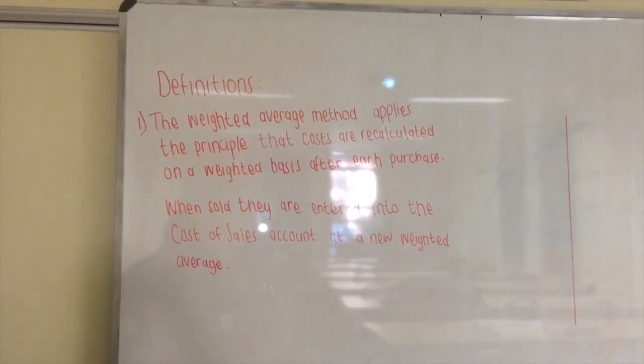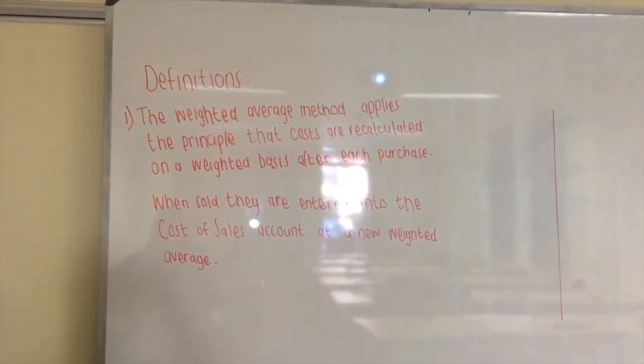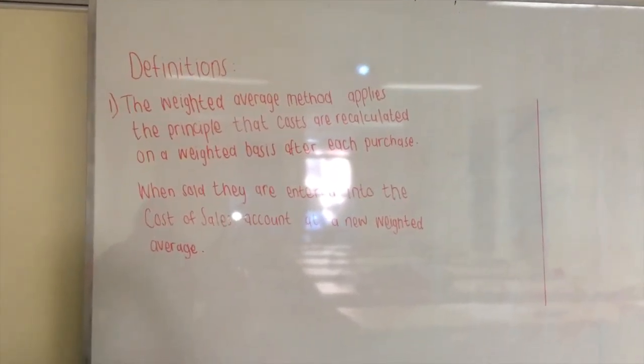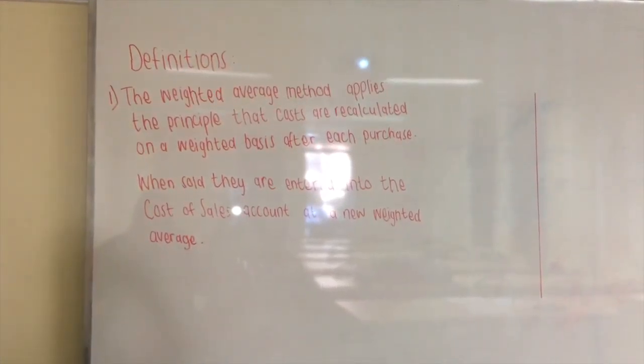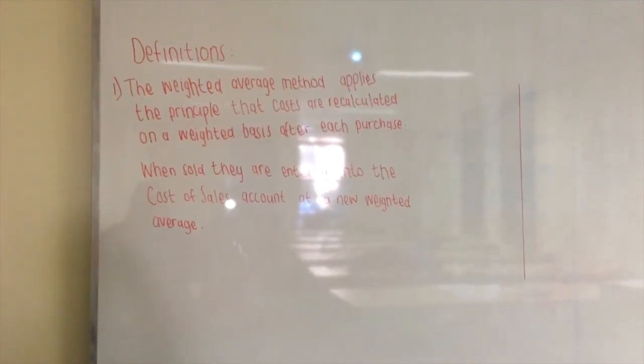The weighted average method applies the principle that costs are recalculated on a weighted basis after each purchase. When sold, they are entered into the cost of sales account at a new weighted average. Now Monique and myself will provide you with an example of how to work out cost of sales on the periodic method.